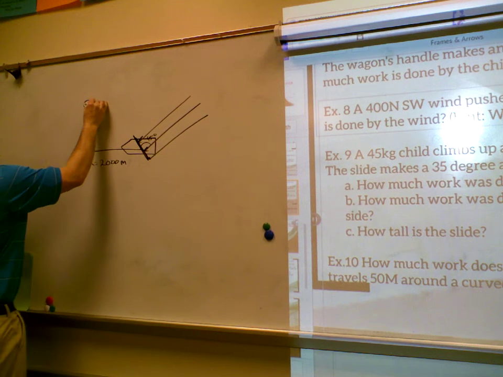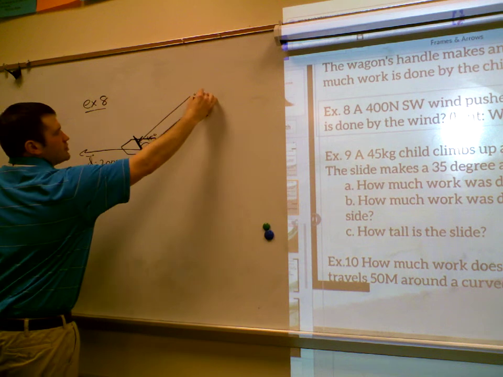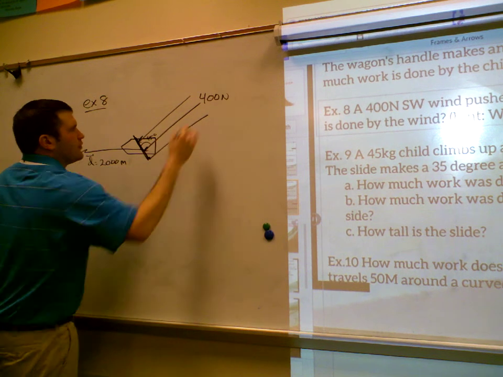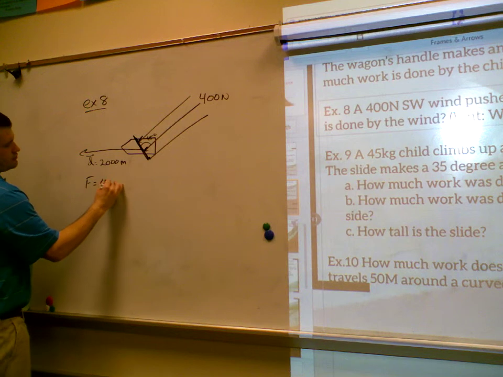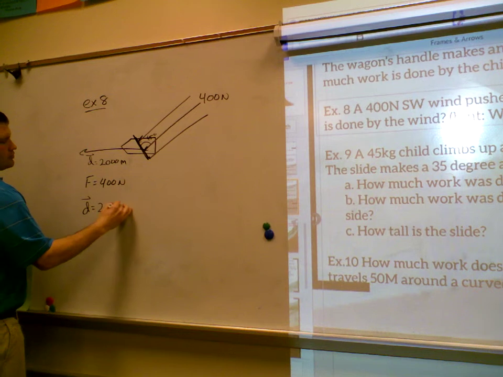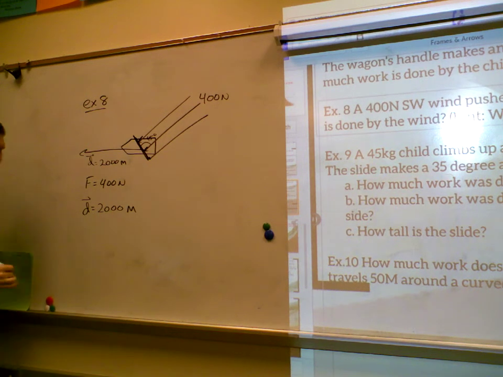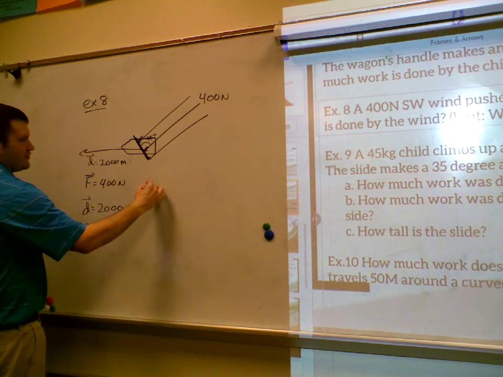It has 400 newtons. Force is 400. So, the force from the wind is 400 newtons, right? Displacement. So, F is 400. D equals 2,000. Okay, good. What else? Angle is 45. Theta equals 45.